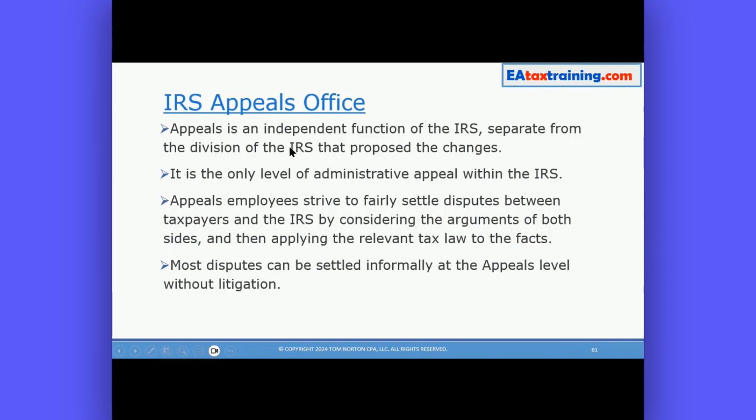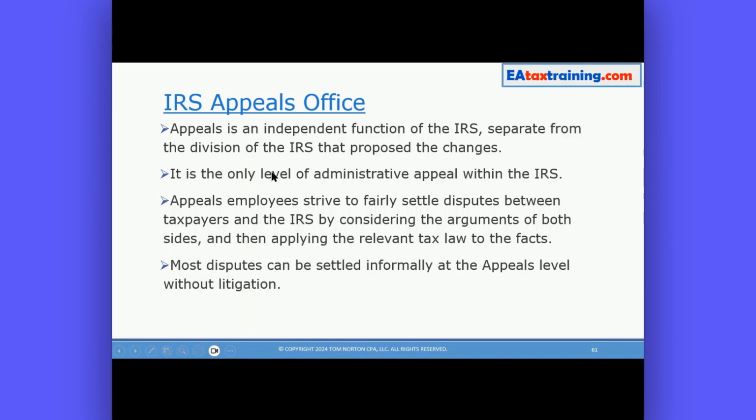So let's talk about the IRS Appeals Office. Appeals is an independent function of the IRS. It is the only level of administrative appeal within the IRS. So if you go through the Appeals Office and you're not happy, then you've got to go to court.